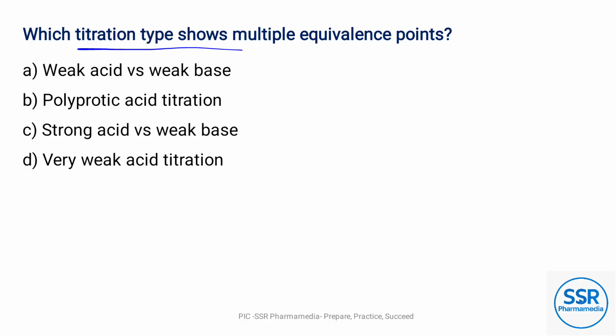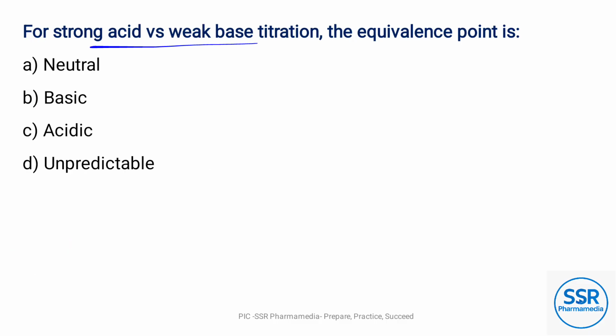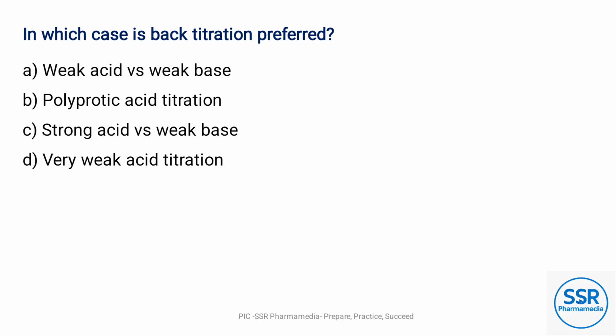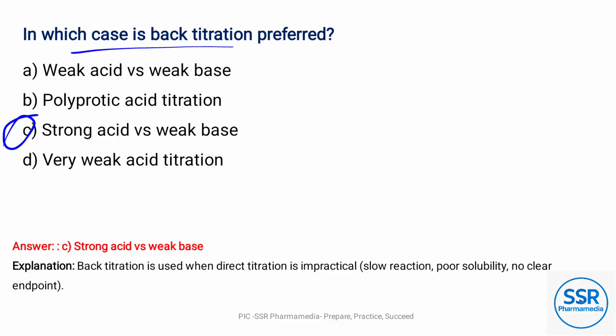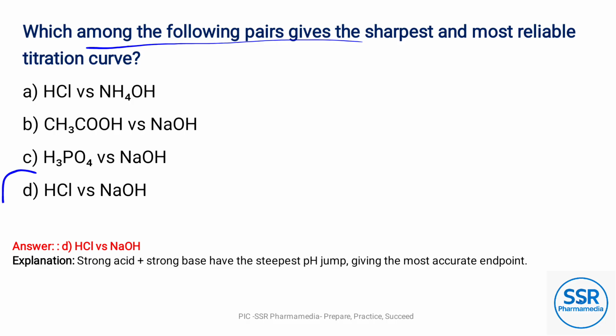Which titration type shows multiple equivalence points? Option B, polyprotic acid titration. For strong acid versus weak base titration, the equivalence point is, option C, acidic. In which case is back titration preferred? Option C, strong acid versus weak base. Which among the following pairs gives the sharpest and most reliable titration curve? Option D, HCl versus NaOH, because both are strong.